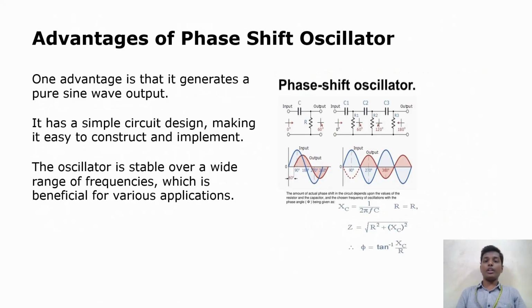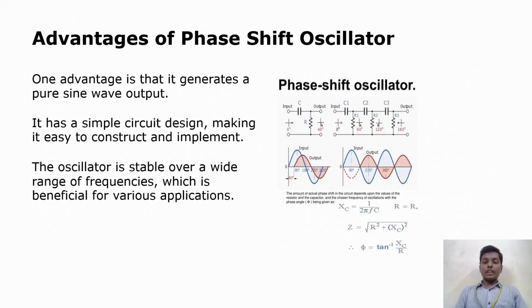Advantages of phase shift oscillator. One advantage is that it generates a pure sine wave output. It has a simple circuit design, making it easy to construct and implement. The oscillator is stable over a wide range of frequencies, which is beneficial for various applications.